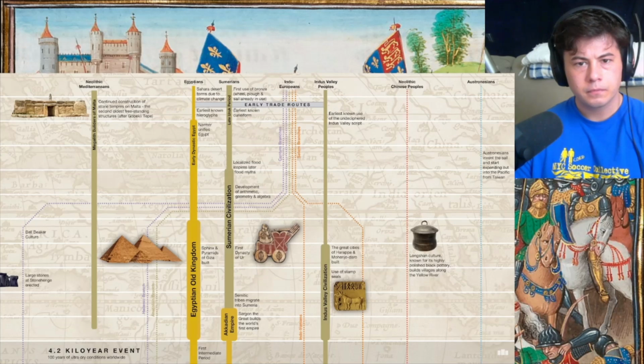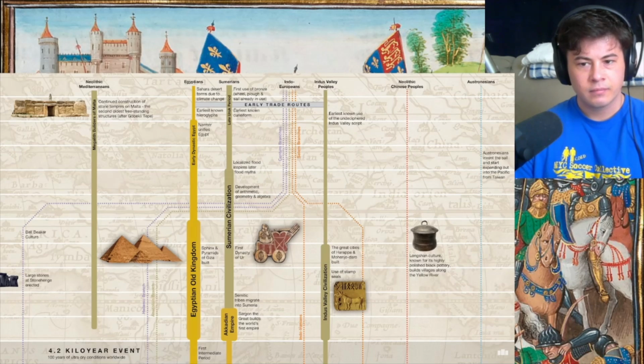At the start of this period, the Sumerians had already invented the wheel, the plow, and the sail. But during the early Bronze Age, they also went on to develop astronomy and mathematics.